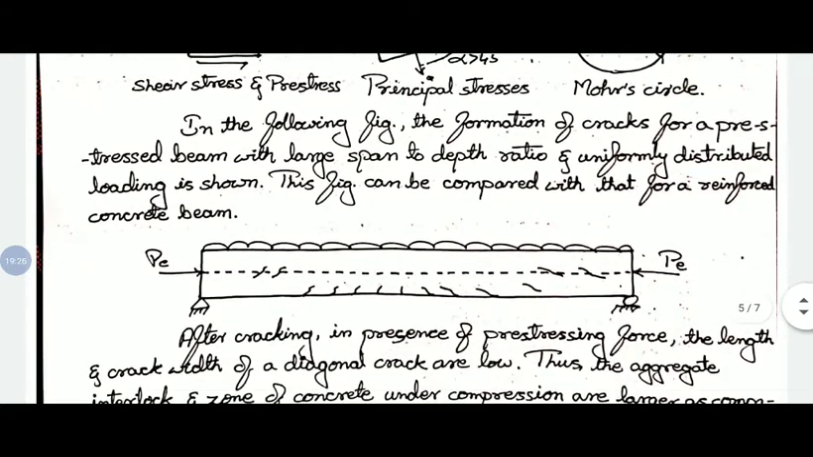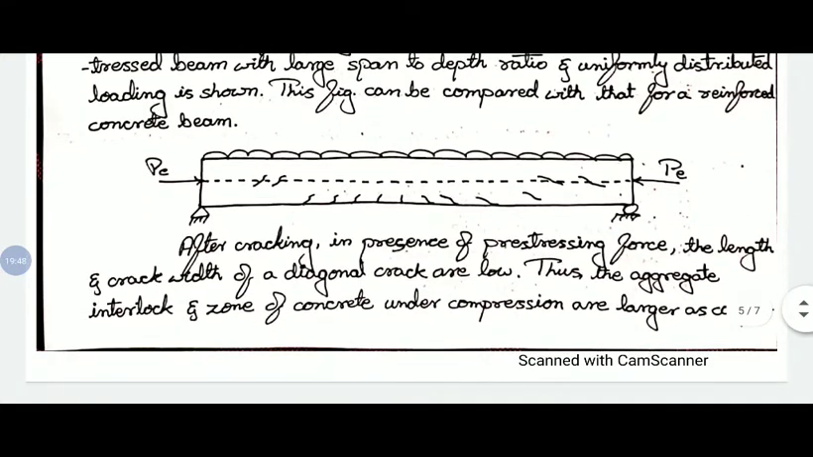In the next figure you can see the formation of cracks for a pre-stressed beam with a large span due to span to depth ratio and uniformly distributed loading as shown. The figure can be compared with the reinforced concrete beam. So earlier we considered a concrete beam and now it is a pre-stressed beam. So after cracking, in presence of pre-stressing force, the length and width of a diagonal crack are low. So the length of cracks developed will be low.